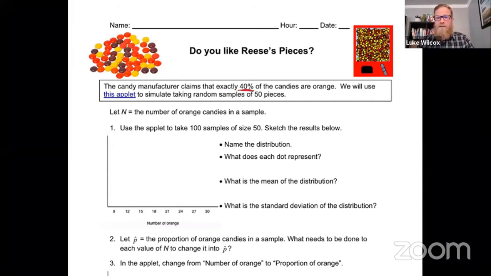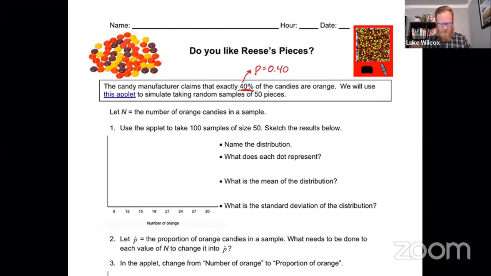40% is our proportion that's being claimed for the whole population of all Reese's Pieces. And so let's be careful with our notation here. The notation we should be using here is p for the true proportion for the whole population, as opposed to p-hat, which would be the sample proportion.